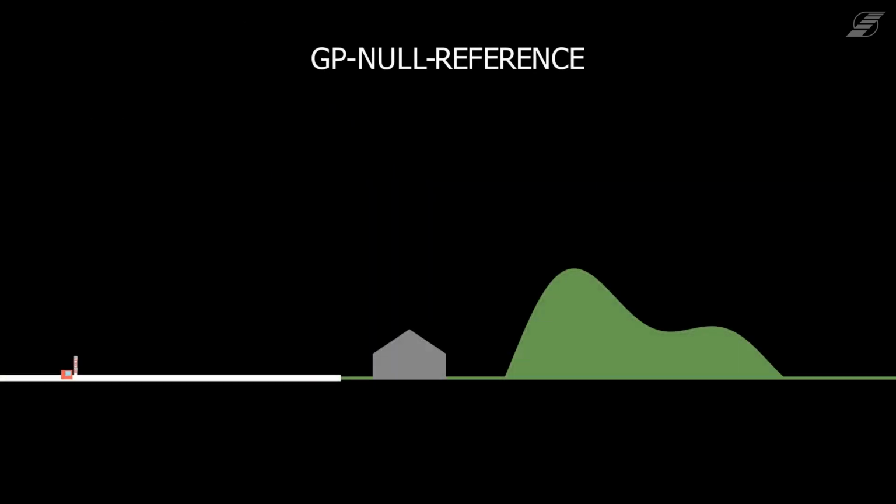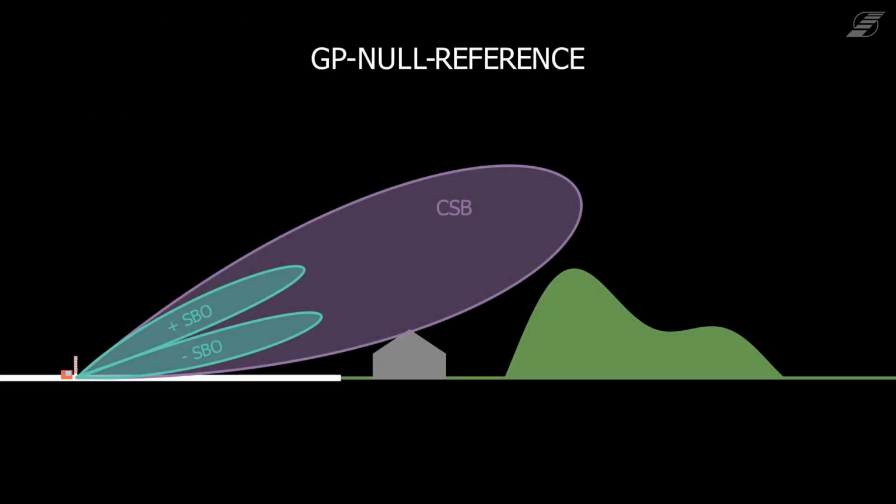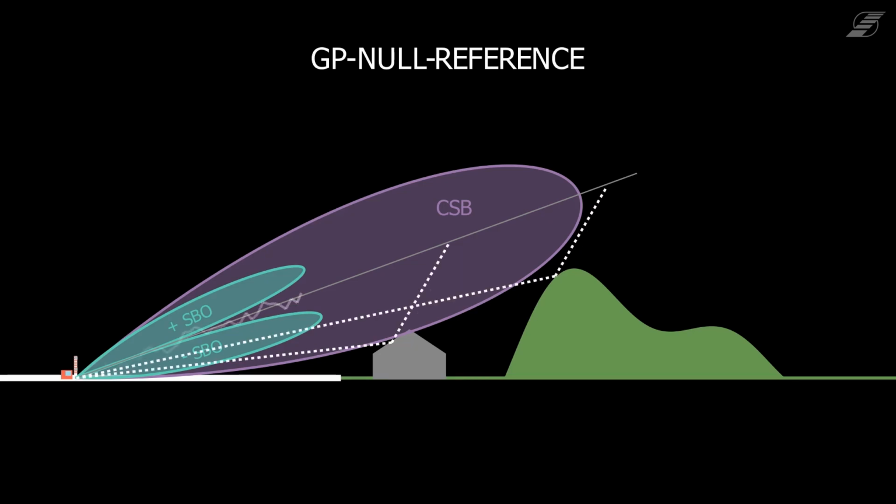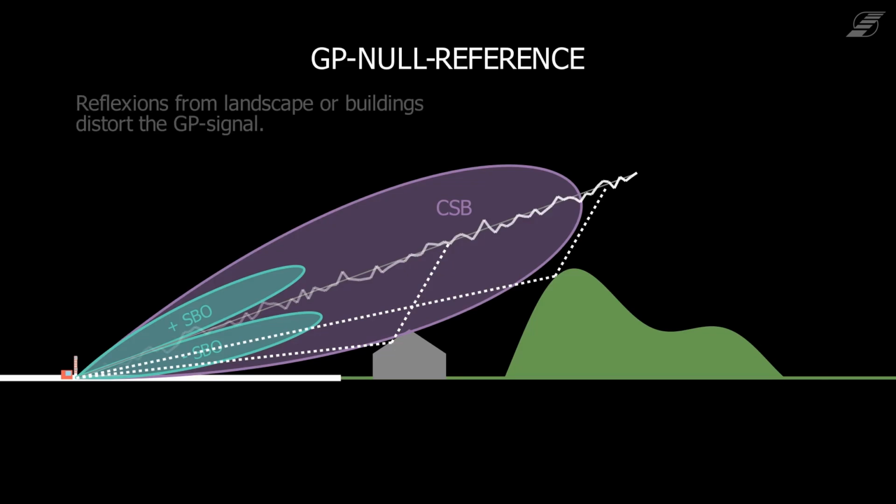So far, only the null reference glide path has been looked at. It has 2 antennas, and the lobes of the CSB and SBO signals are symmetrical to the common angle of 3 degrees. Due to their symmetry, the signals have a relatively high level even close to the ground. As a result, buildings or elevations can cause reflections that distort the glide path signal.